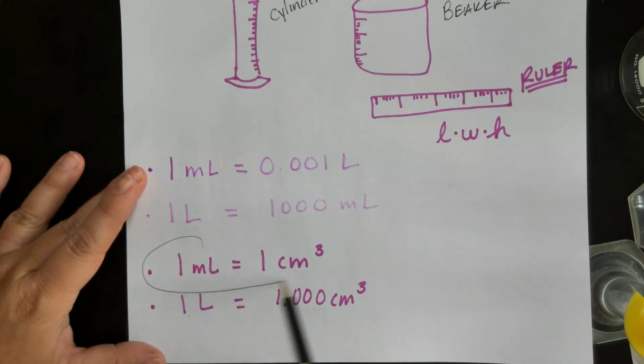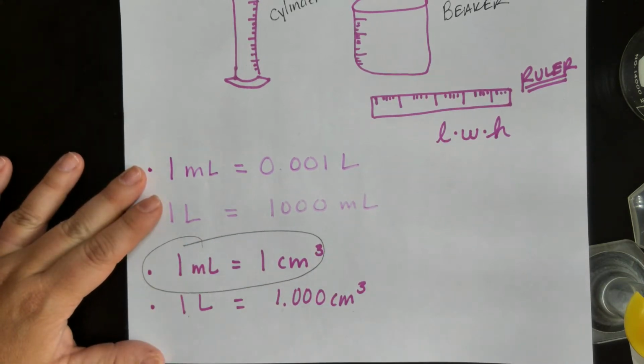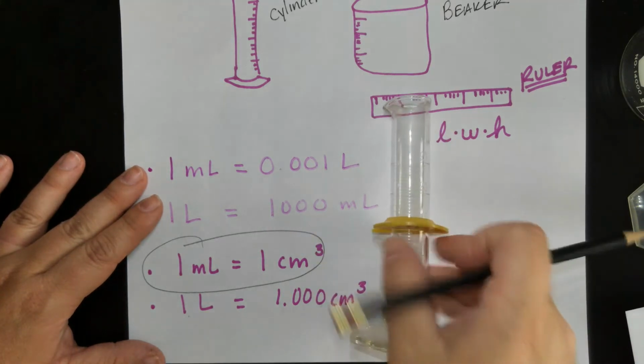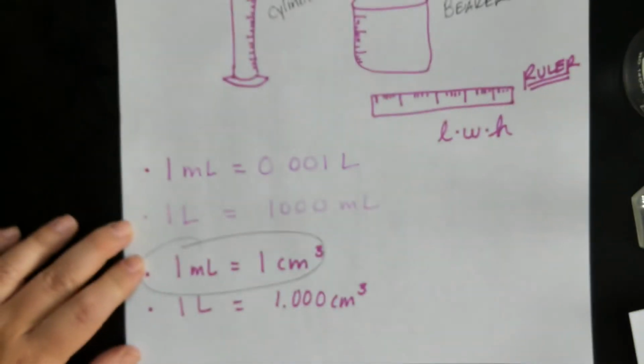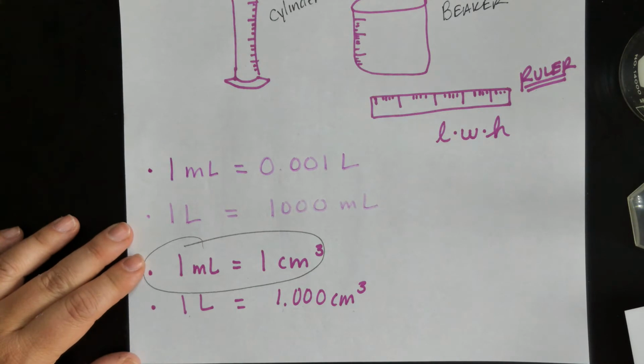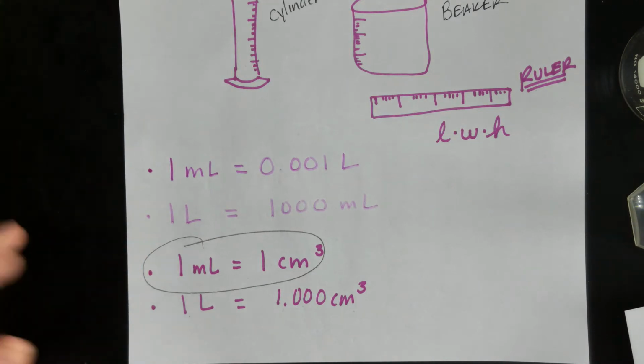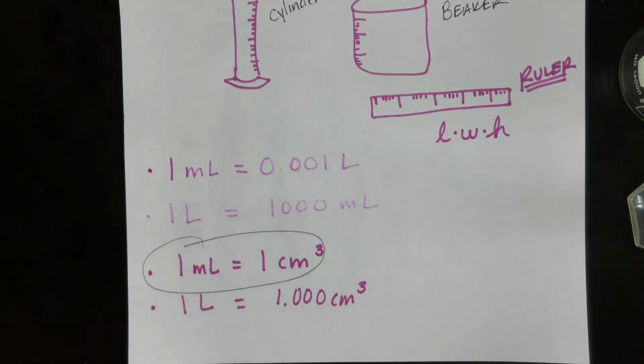Okay, this conversion factor right here will be very important for you throughout the year. You could look at a graduated cylinder if we go through this process of water displacement, and you'll be able to say, hey, if the difference here is 10 milliliters, I know the volume of this object that I've put in here is 10 centimeters cubed. Okay? So measuring volume in graduated cylinders is pretty simple.